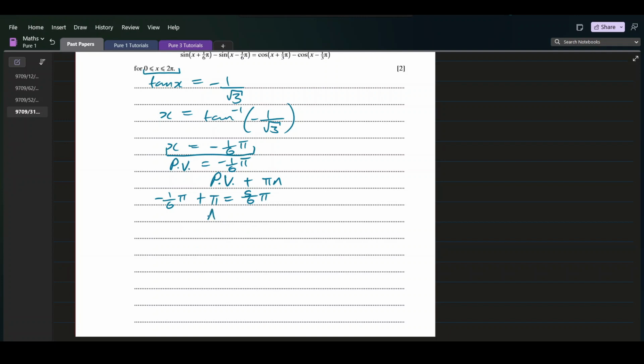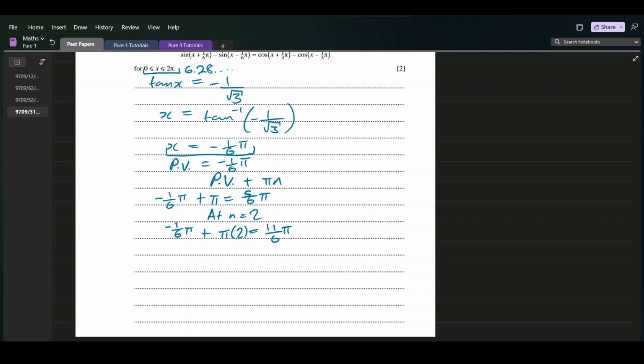Now let's try n is 2. So that's negative 1 over 6 pi plus pi times 2. You punch this into your calculator, 2 pi minus 1 over 6 pi, that gives us 11 over 6 pi. 11 over 6 pi is approximately 5.76, and we know that 2 pi is 6.28 and so on. So that means that 11 over 6 pi is within the given interval.